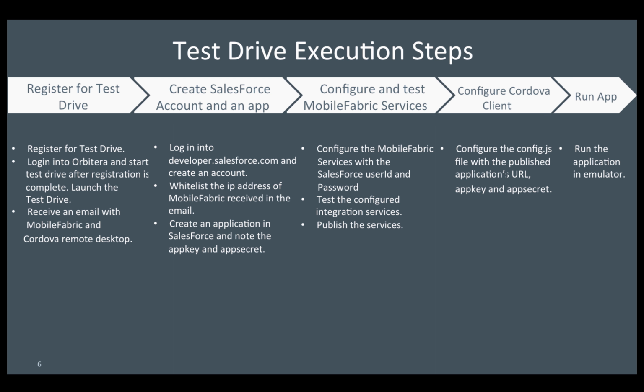In the next step, we will cover the configuration of the Cordova client application. The app key, app secret, and the application URL that you received after the publishing of the services in the MobileFabric will need to be updated in the config.js file of the client application. This is the only client configuration that is needed to make the Cordova app run against the MobileFabric services. Once the client application is configured, we will show how it will be run on an Android emulator.